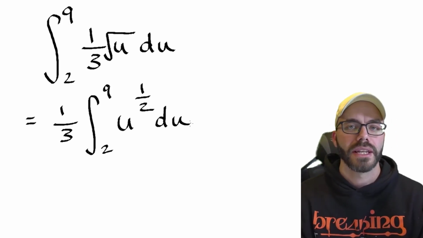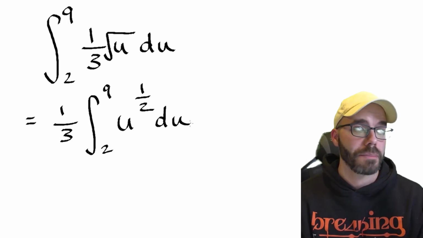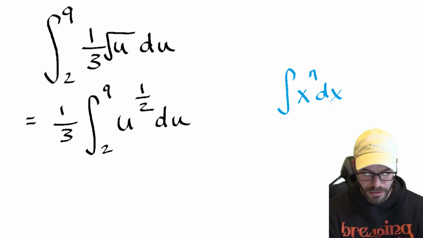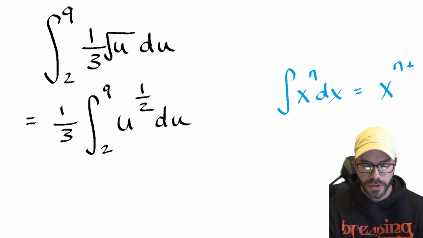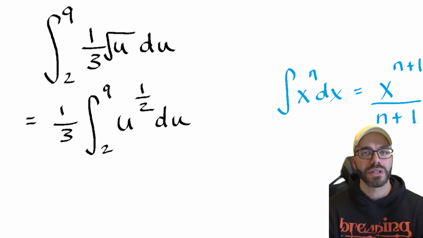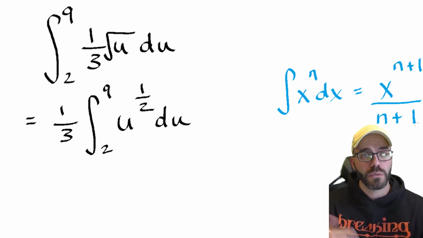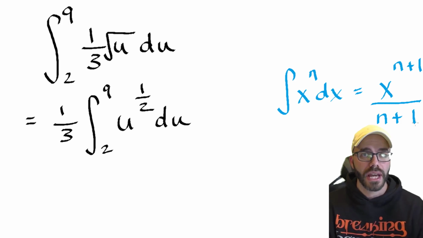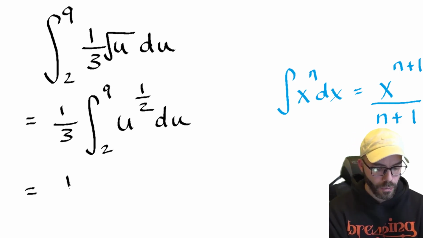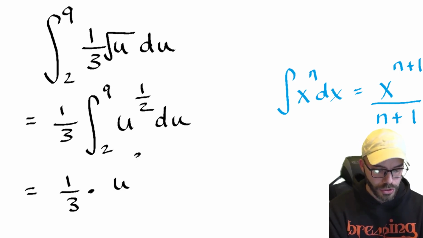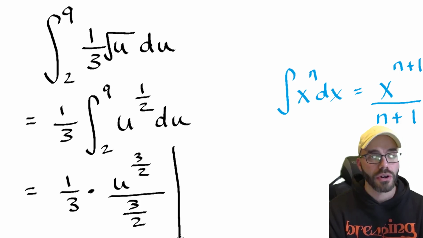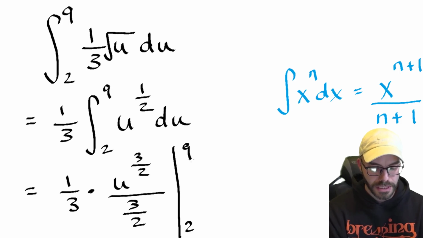There we go. Now, what is the antiderivative using the power rule of u to the 1/2? Remember, the power rule for integration says you could take the power, add 1 to it, and then divide by the power plus 1. That's how you integrate. Now, this power is a fraction, so add 1 to 1/2. You get 3/2, divide by 3/2. So we have 1/3 times u to the 3/2 divided by 3/2 integrated from 2 to 9.